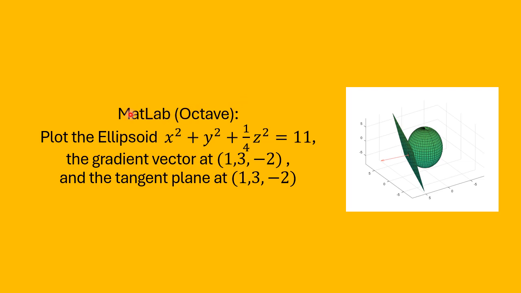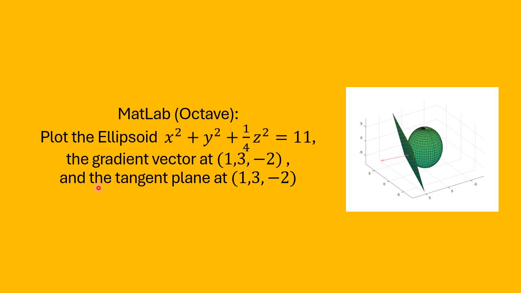Let's use MATLAB, the programming language MATLAB, or almost equivalently Octave, to do the following. Let's plot the ellipsoid x squared plus y squared plus 1/4 z squared equals 11, which looks like this ellipsoid right here. The gradient vector at the point 1, 3, minus 2, which is on that ellipsoid. 1, 3, minus 2 is right about here, and this happens to be the gradient vector there.